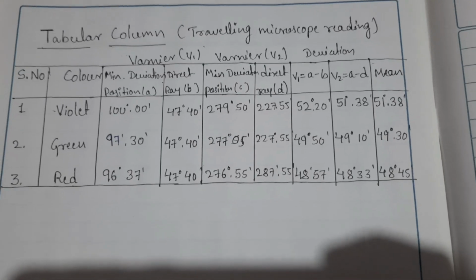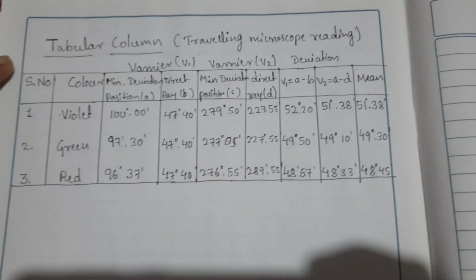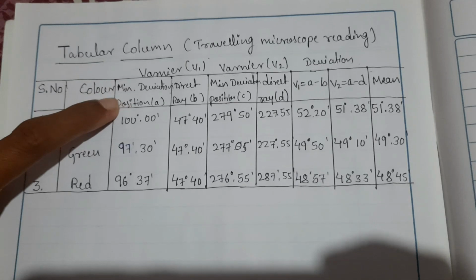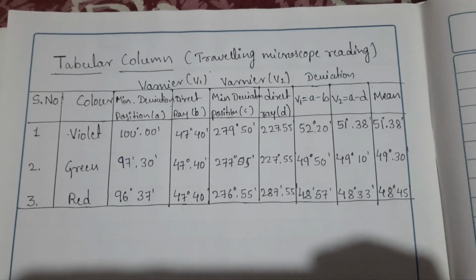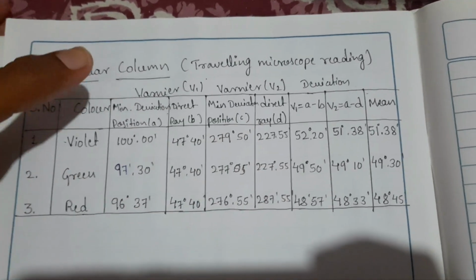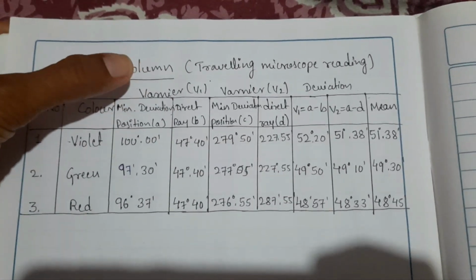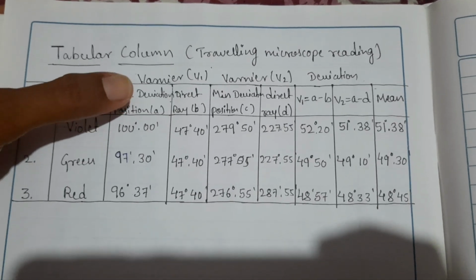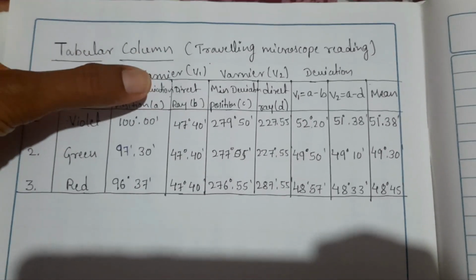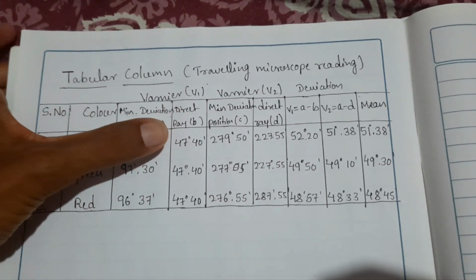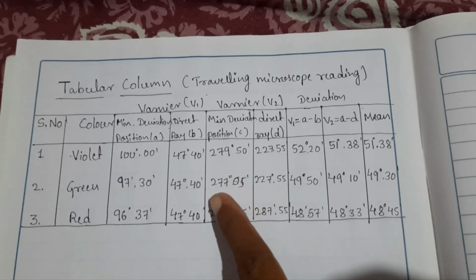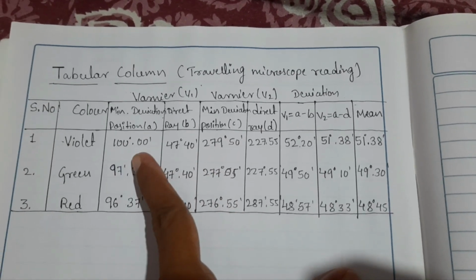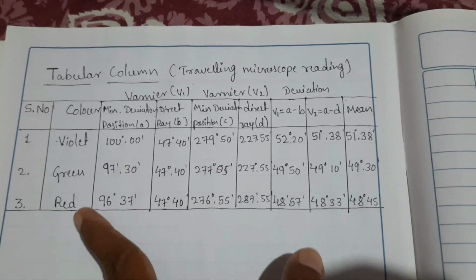Here we have to note down the reading for 3 colors, violet, green, red. And here is the mean deviation position A. We have two windows here, V1 and V2, vernier V1 or window A and B as we used to call. You should write here the vernier scale reading. Minimum deviation position you can consider as small a, and each time you should note down the direct ray reading, meaning without keeping the prism on the prism table. Directly you should observe from the telescope and note down the vernier scale reading. So here is the minimum deviation position and direct ray reading for all the three colors.